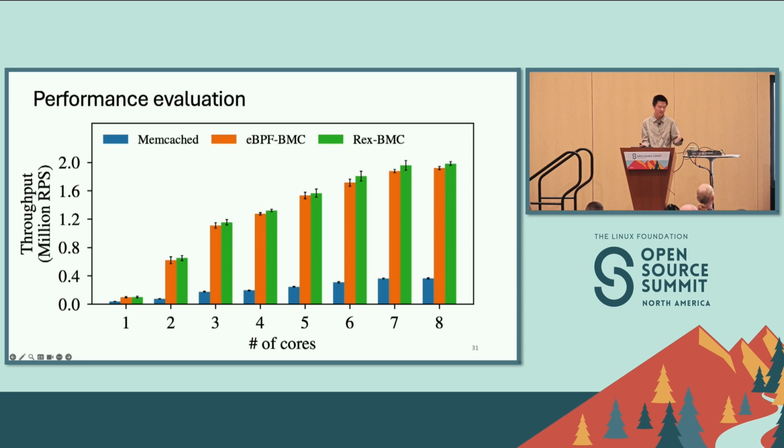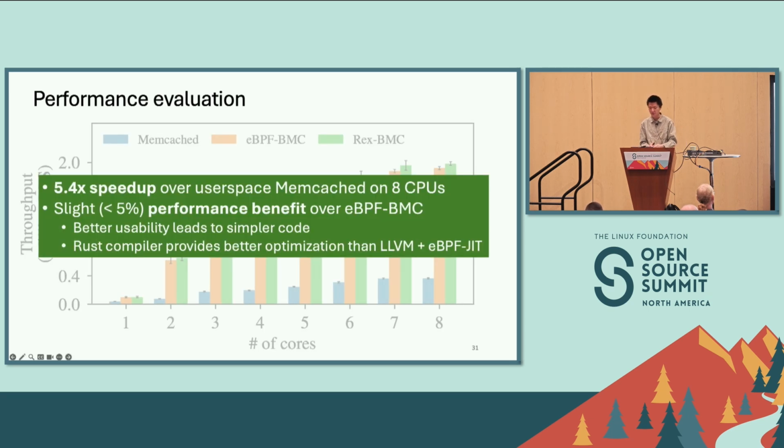So the takeaway is that Rex's safety and usability do not come at a cost of performance. It was actually able to achieve a 5.4x speedup over the user space memcached on 8 CPUs, and we got a slight, less than 5%, performance benefit over eBPF. We attribute this to the simpler code as a result of the better usability, as well as the better optimization provided by the Rust compiler over the combination of LLVM and eBPF JIT.